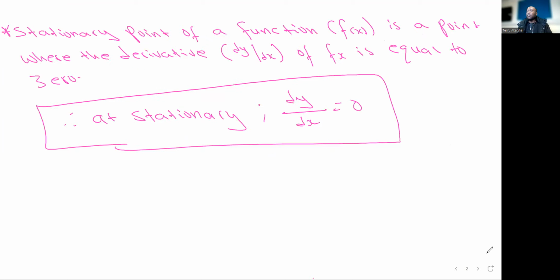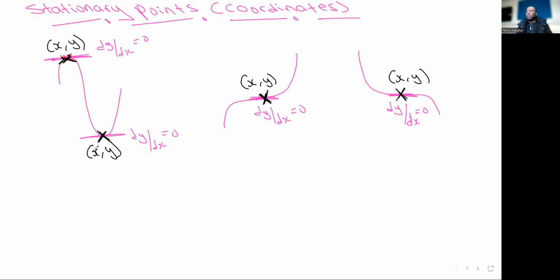Okay, so for this curve, let's call this x1 and you get x2. So the first x at the stationary point and the second x at the stationary point, because this is one curve. In this one, for instance, you might only get one stationary point. So you can get one stationary point, two, or as many as there are turning points of the curve where dy over dx is equal to 0.